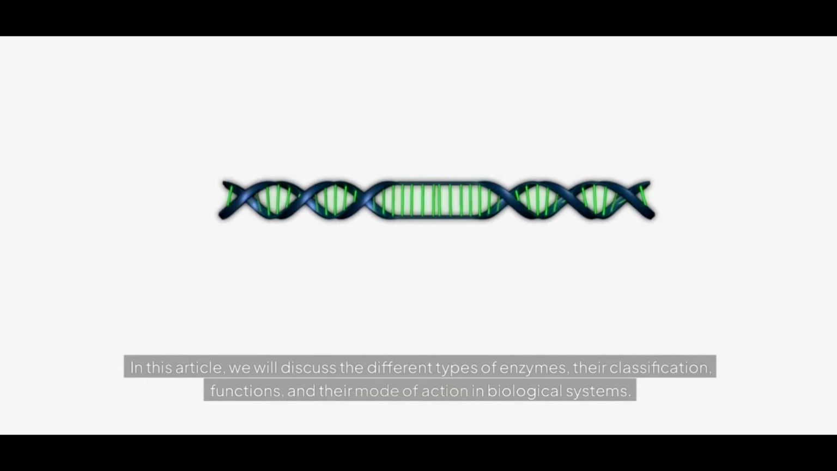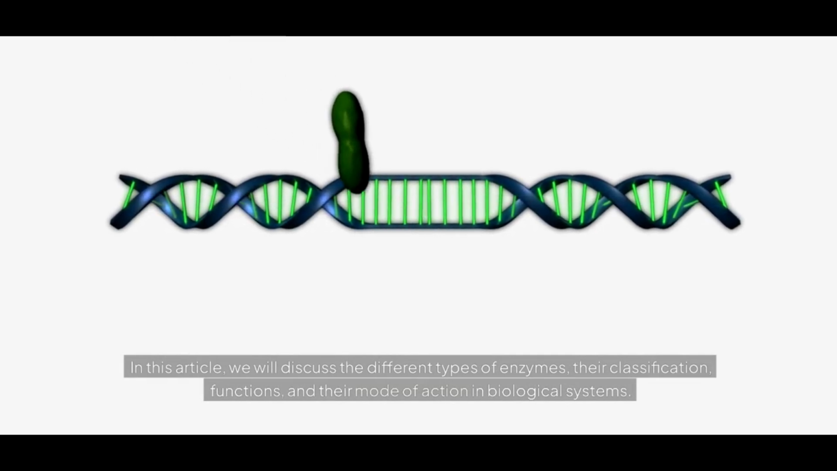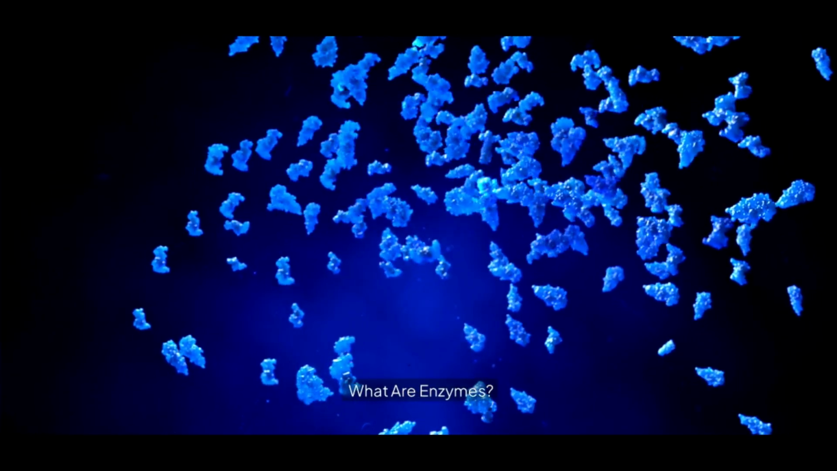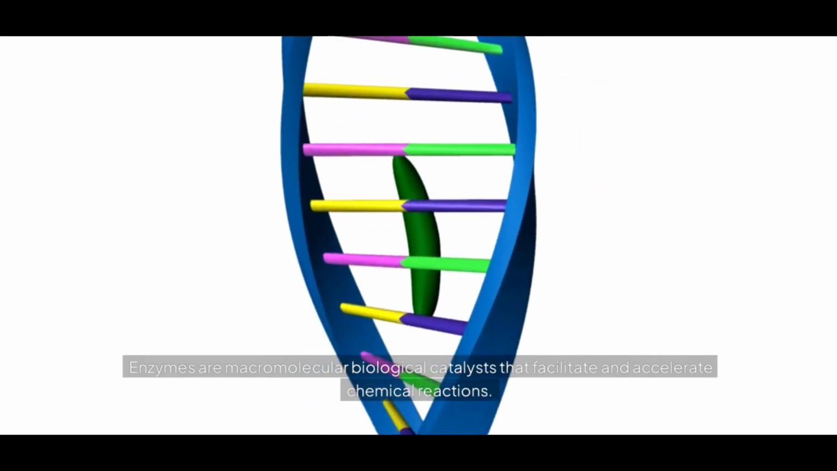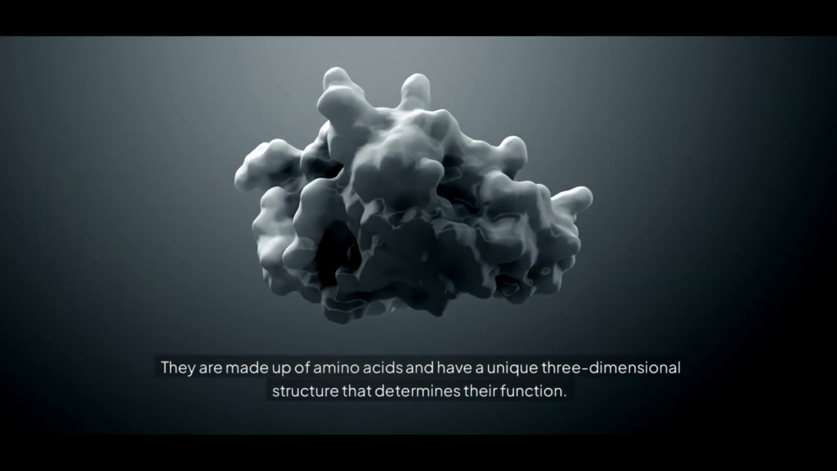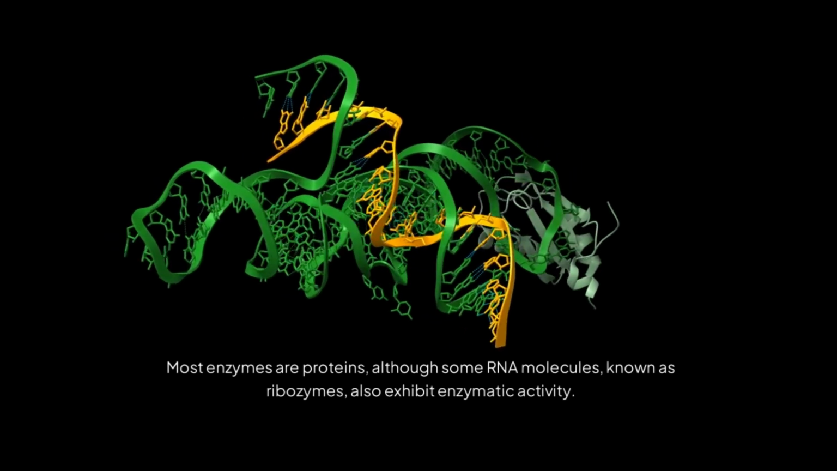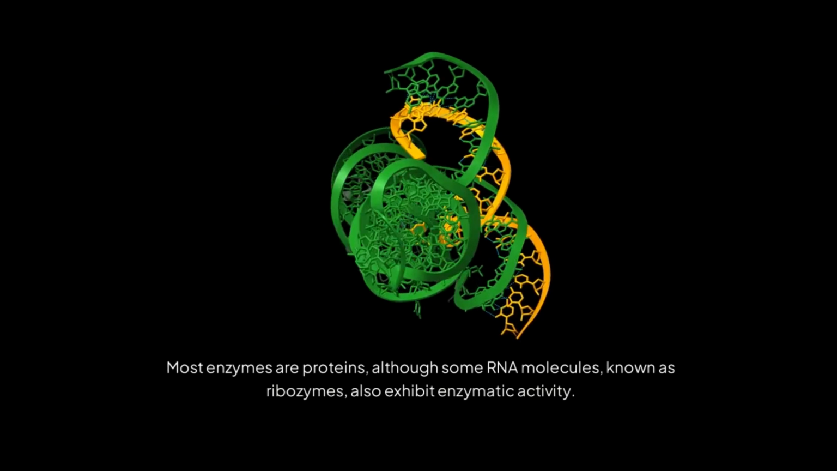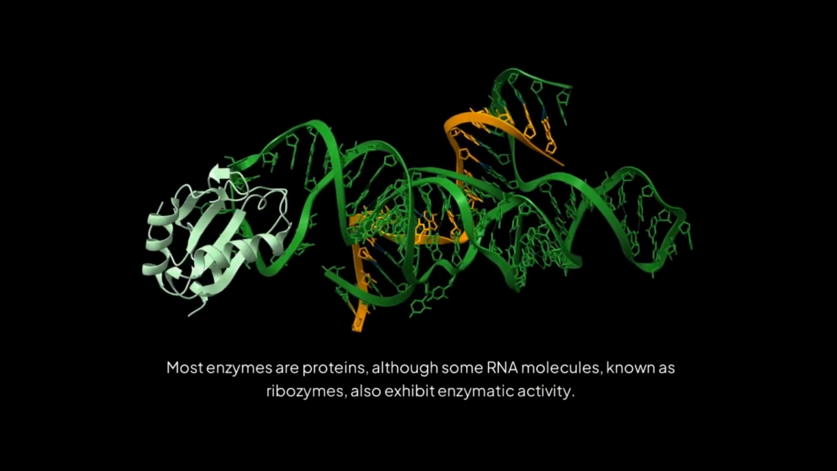In this article, we will discuss the different types of enzymes, their classification, functions, and their mode of action in biological systems. What are enzymes? Enzymes are macromolecular biological catalysts that facilitate and accelerate chemical reactions. They are made up of amino acids and have a unique three-dimensional structure that determines their function. Most enzymes are proteins, although some RNA molecules, known as ribozymes, also exhibit enzymatic activity.